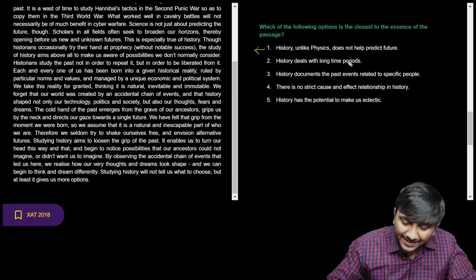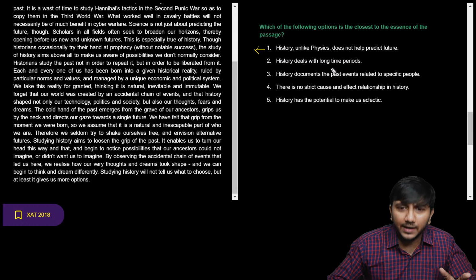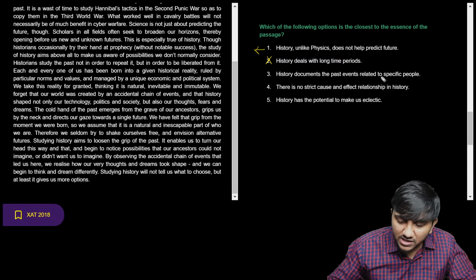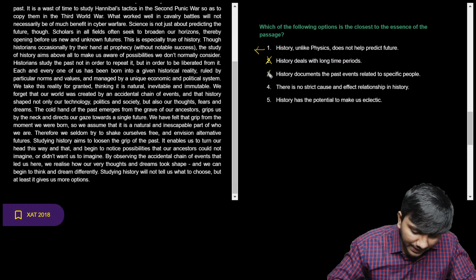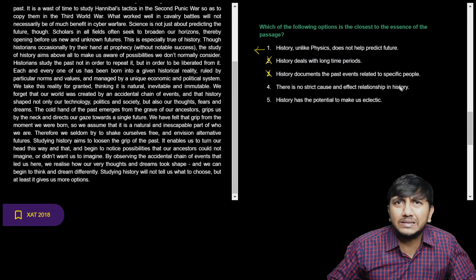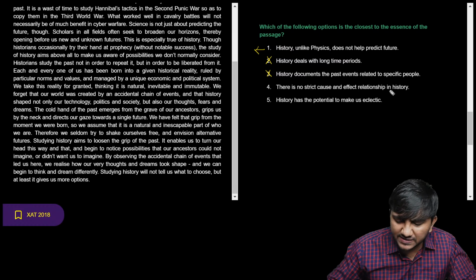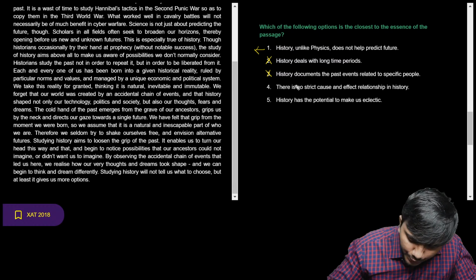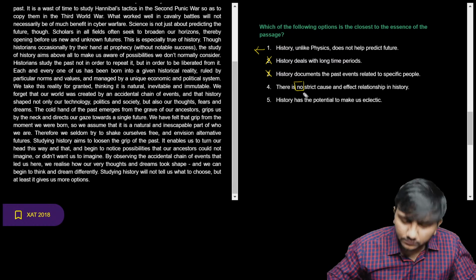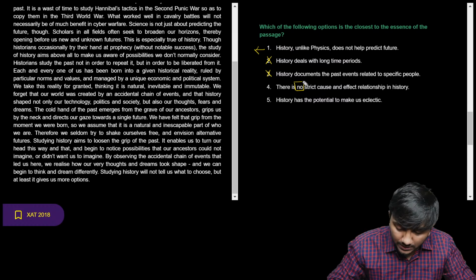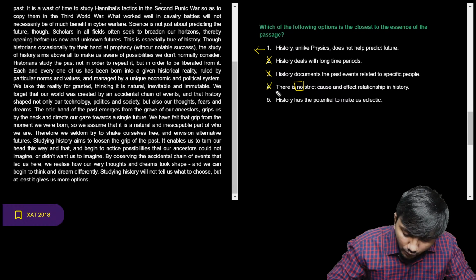History deals with long time periods. That's not what the passage is trying to tell. You can get rid of that. History documents the past events related to specific people. You can get rid of that as well. There is no strict cause and effect relationship in history. There might be maybe one or two. You cannot say no. See, no is a very strong word to use. There might be one or two cause-effect relationships as well, and that is not the primary focus of the passage.